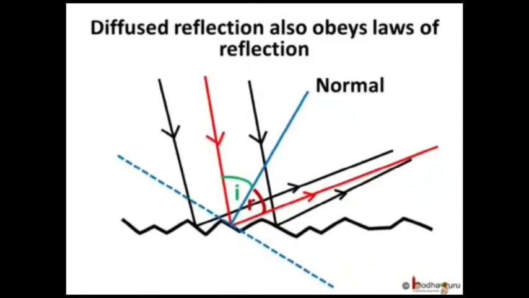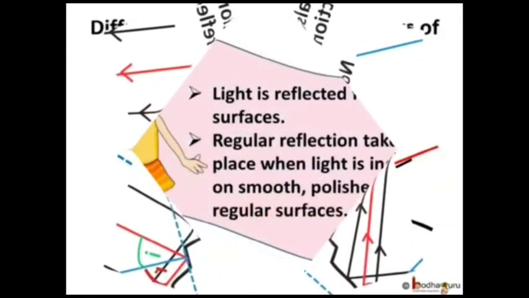So what do we find? Here we'll see that angle of incidence is equal to angle of reflection. This way, if we look into each pair of incident and the corresponding reflected ray, we would find even diffused reflection obeys the law of reflection.